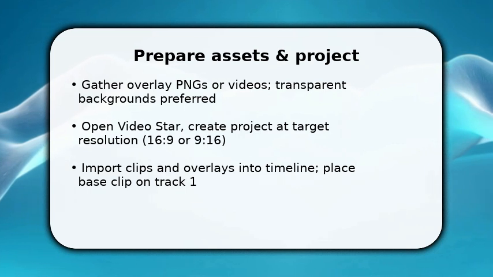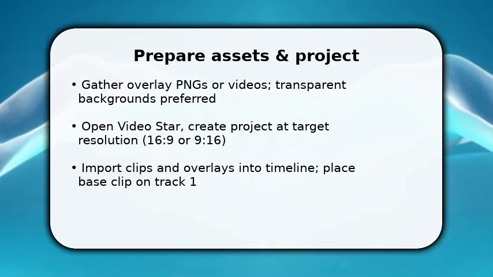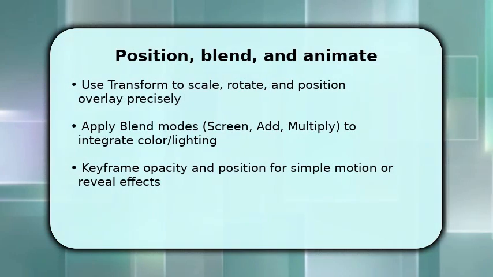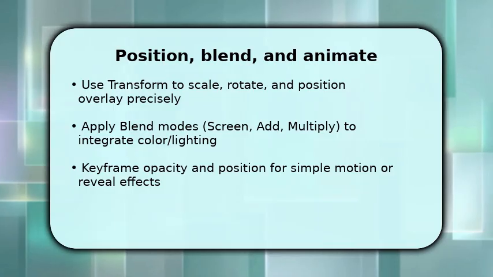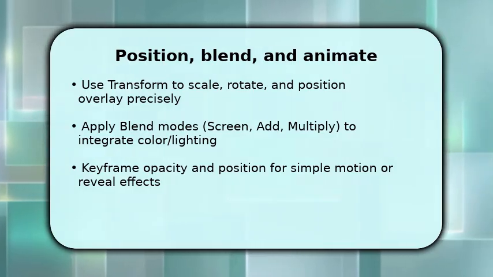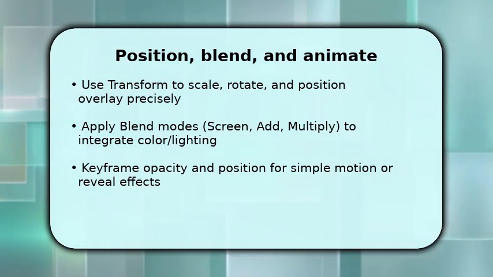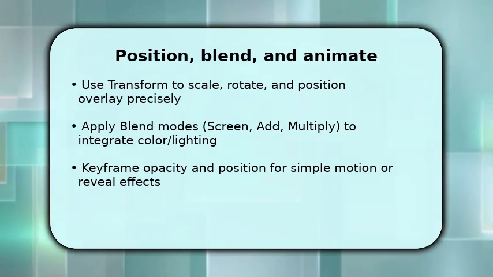Now you refine placement and behavior. Use the transform controls to scale and place an overlay. Small tweaks make it read naturally on the shot. Next, change blend modes like screen or add to remove black backgrounds and match lighting. Use multiply sparingly for darker looks.